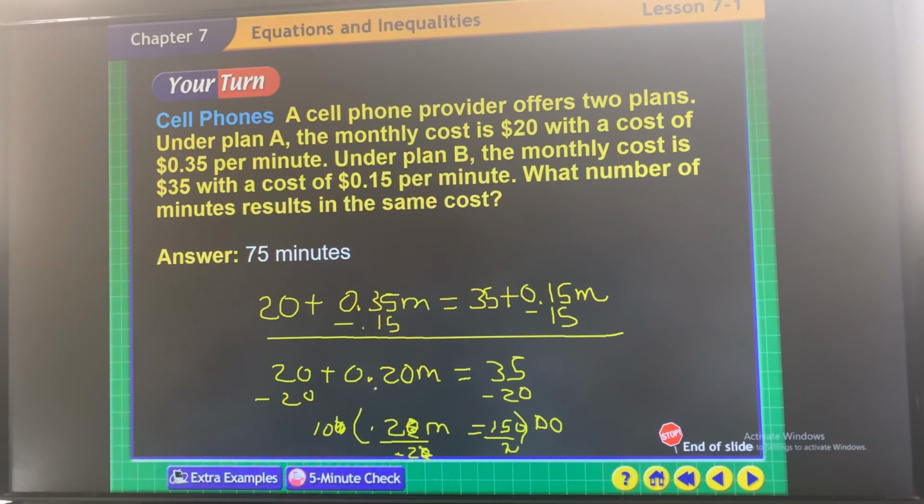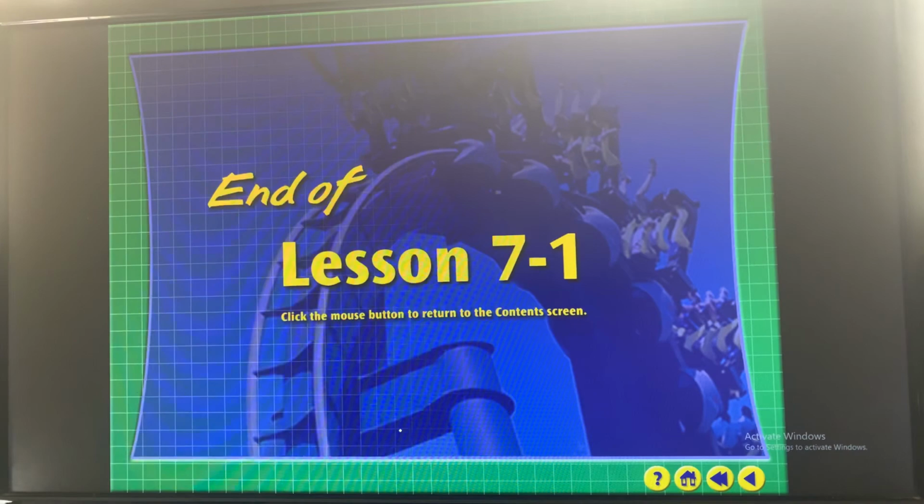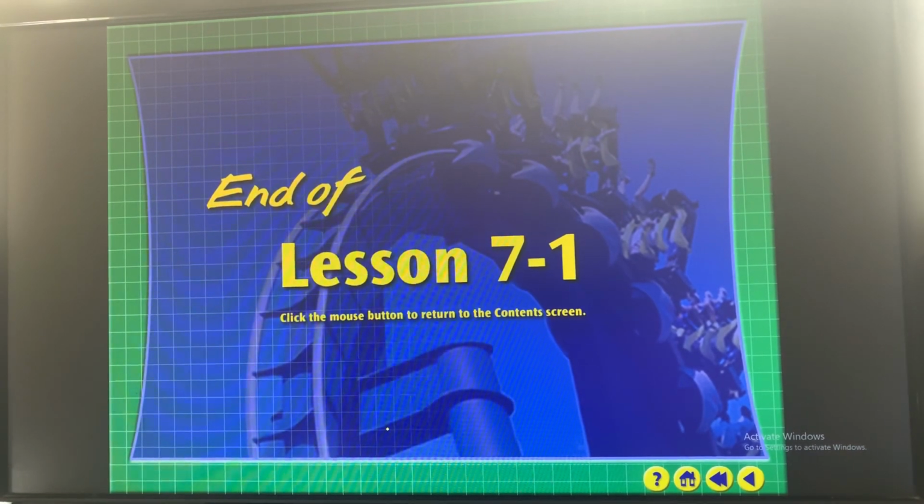Why did I multiply through by 10? So I can move that decimal 1 place. That 0 behind it doesn't make a difference. And that's it for 7.1. Good luck. Use lots of paper.